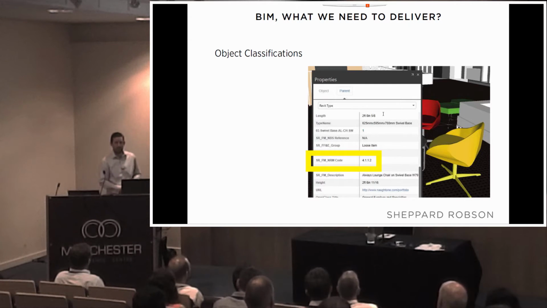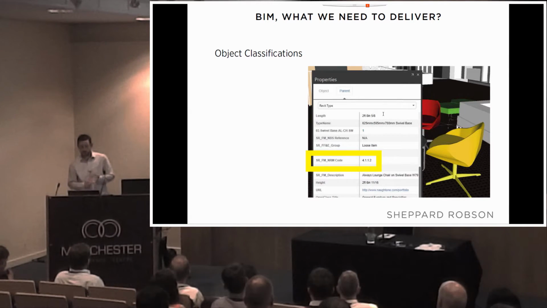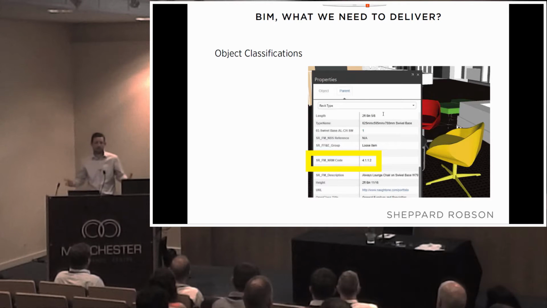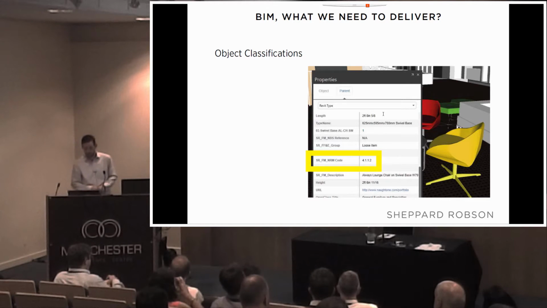Uniclass 1.4, Uniclass 2015, if you're unfortunate enough to use Uniclass 2. And then there's also things like NRM as well. So there's a host of different classification systems, and basically the issue is how do you manage all these different types, and what's the most efficient way to get your users classifying things within your models.